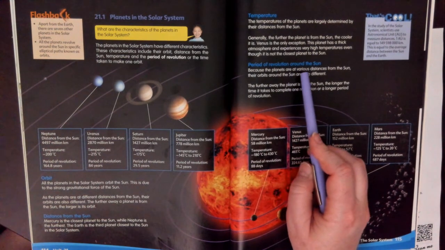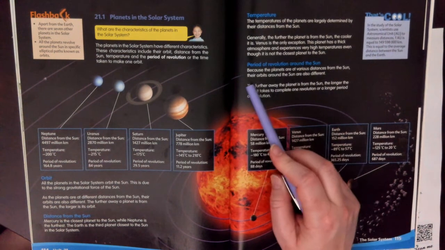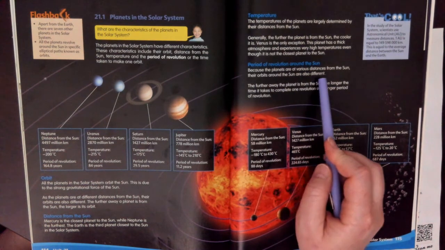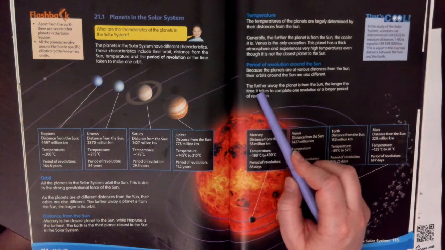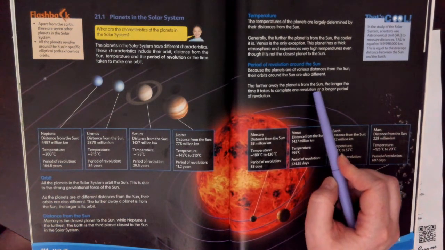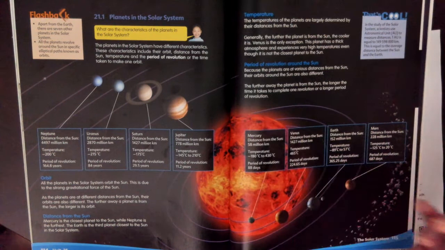Period of revolution around the Sun. Because the planets are at various distances from the Sun, their orbits around the Sun are also different. The further away the planet is from the Sun, the longer the time it takes to complete one revolution, or a longer period of revolution.